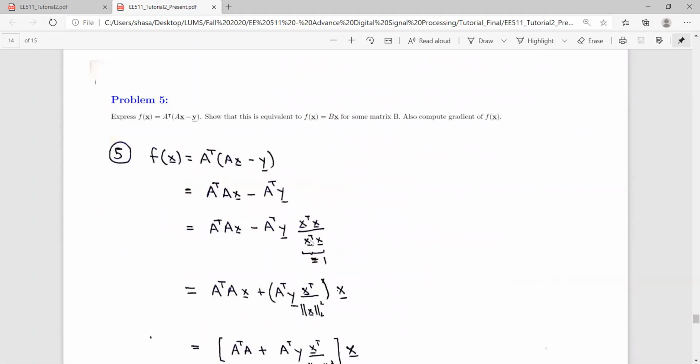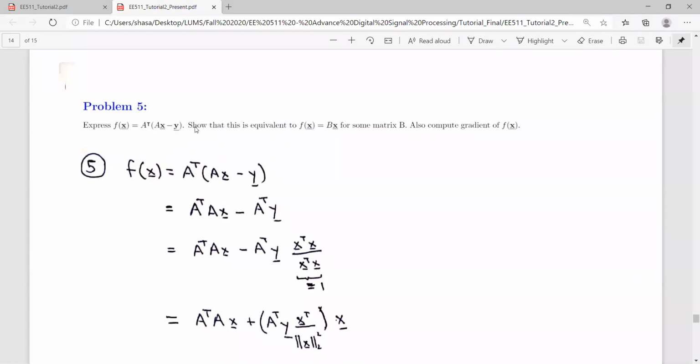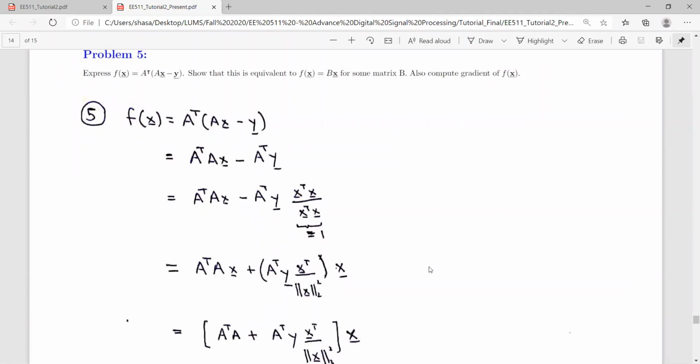Right. So this brings us to our last problem. We have a very simple function, f of x is equal to A transpose times Ax minus y. Once again, for a proper definition, even for this question, I should have mentioned that A is an element of R^(m×n) and x is an element of R^m and so on, but I resorted to some time saving.